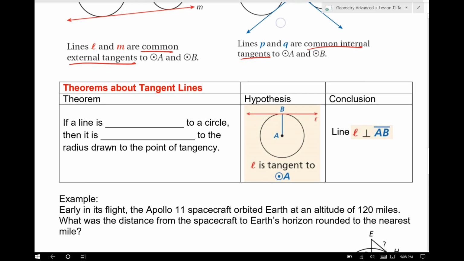All right, so the first theorem about tangent lines you have to know, and this is one of the most important theorems of this chapter you have to keep memorized, is the following. If a line is tangent to a circle, then it is perpendicular to the radius drawn to the point of tangency. So here's my point of tangency, point B, right? If I draw the radius from my center A to there, guess what type of angle you're always going to get? It's always going to be perpendicular.